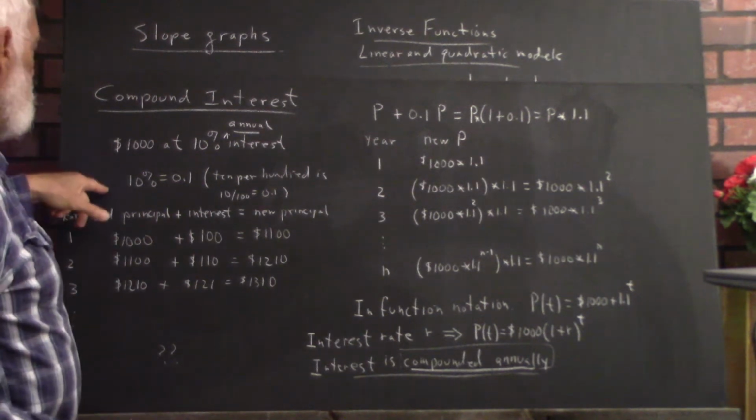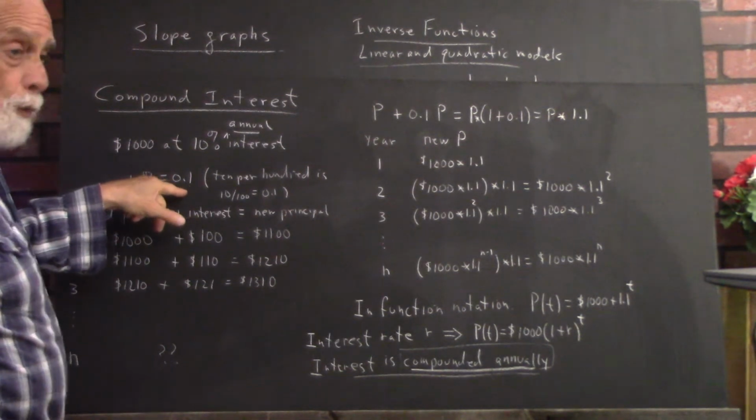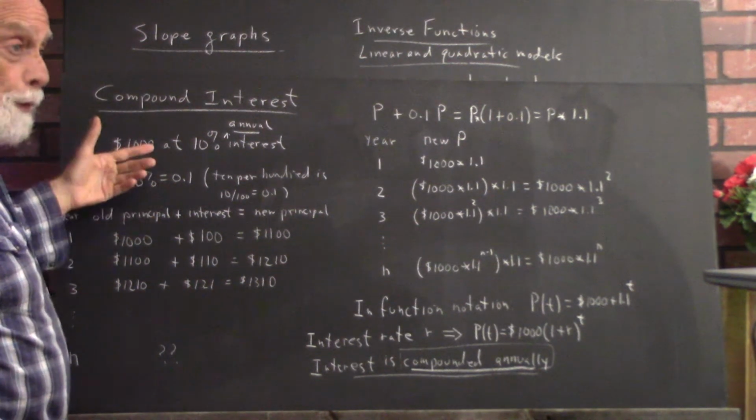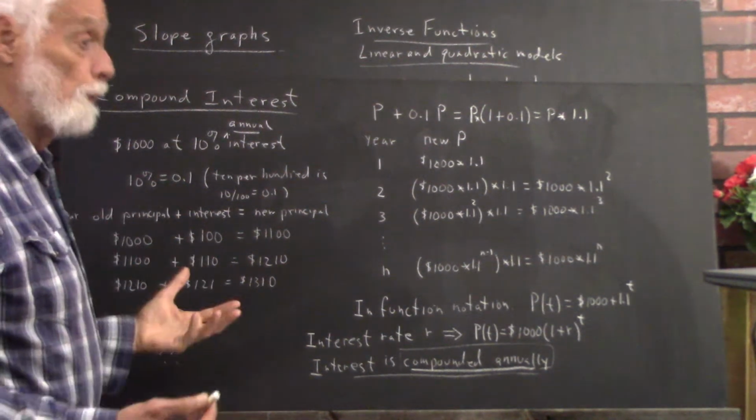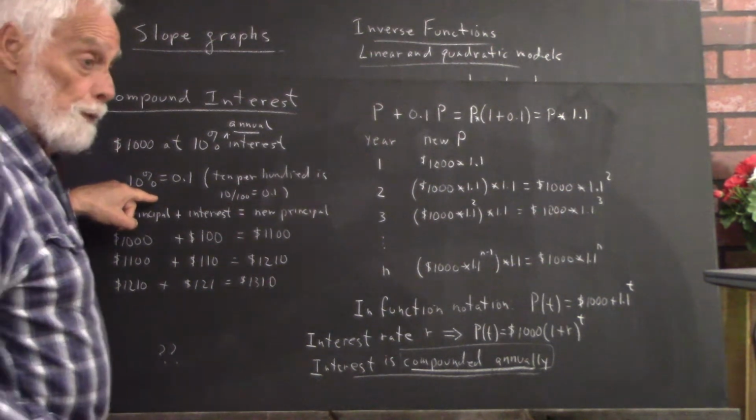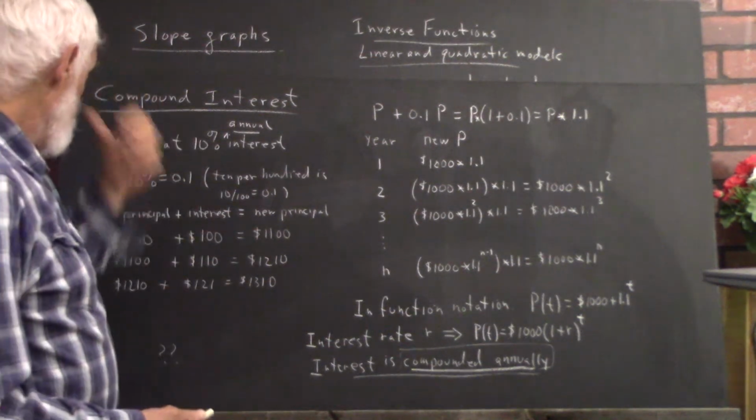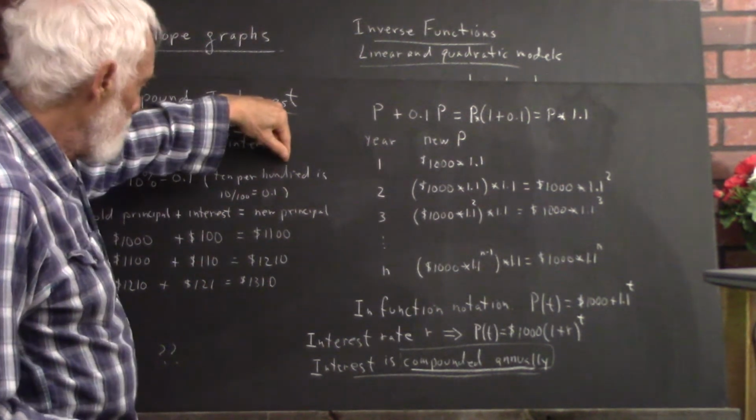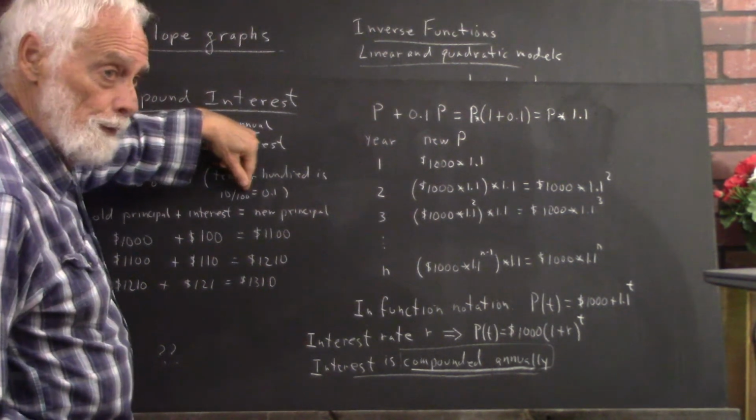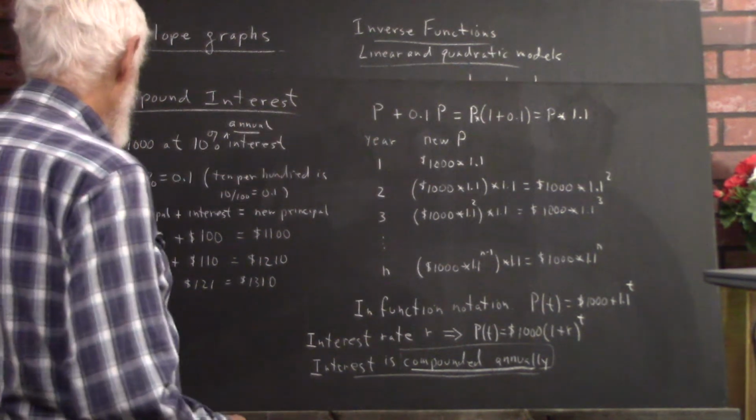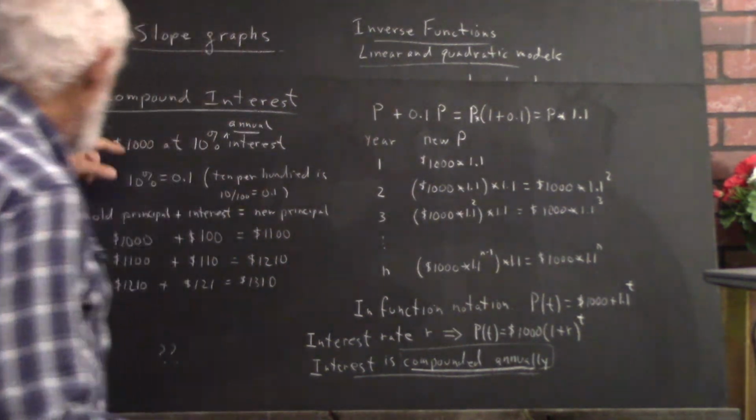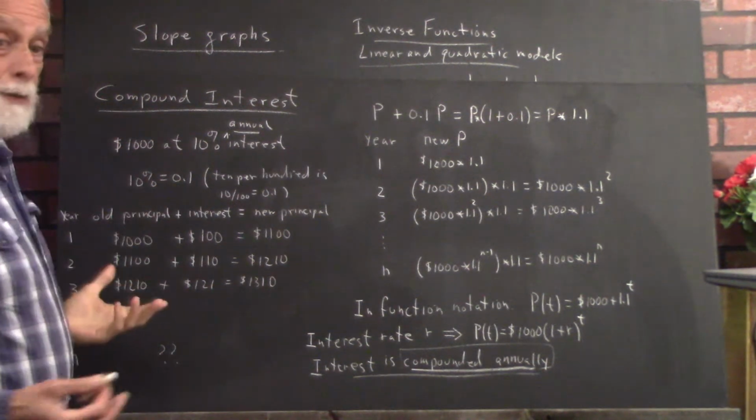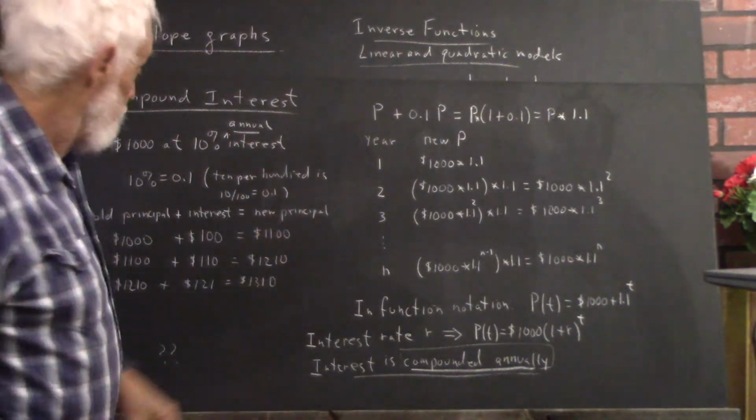Okay, well 10% is 0.1, isn't it? Because what does percent mean? It means per 100, and if that hasn't been drilled into you, it should have been. Okay, per 100, that's a very simple meaning. So 10% means 10 per 100. 10 per 100 means 10 divided by 100, that's 0.1. And to get the interest on $1,000 at 10%, we multiply 0.1 times $1,000 and we get $100.